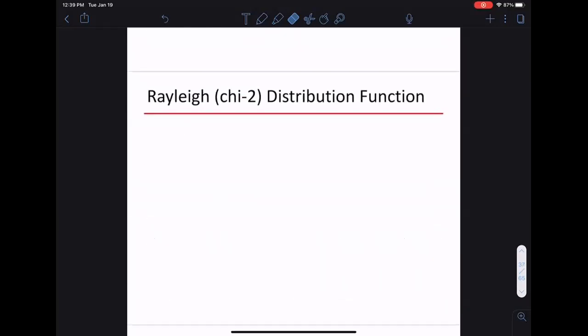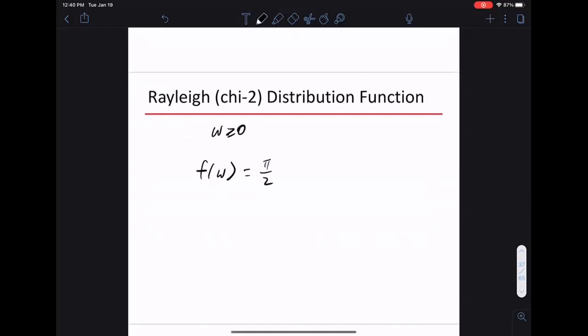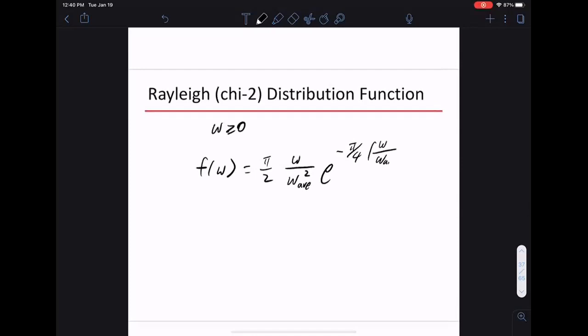So the distribution function is something like this. Now W is assumed to be larger or equal to zero. So the function is only positive when the argument is non-negative. And this is the sort of function we get: over its mean squared, e to the minus pi over 4 W over this average square. Okay. So it happens to take this kind of parametric form.